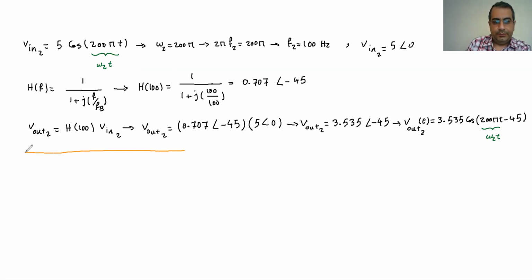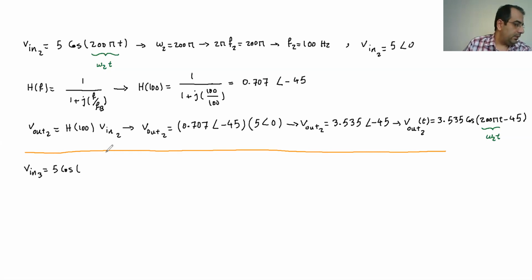And then we can do the same thing for the last one. So I'm going to draw the line here. So Vin, the third input signal, is going to be 5 cosine 2000 pi t, and this is omega 3 t. And look, all of these really have a phase of 0, just because we wanted to compare them.